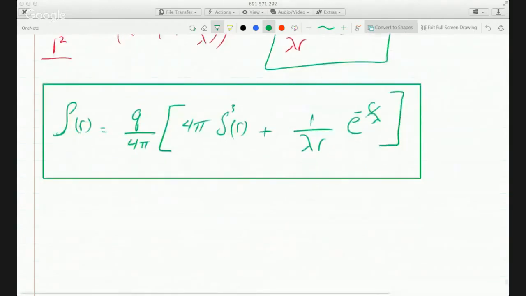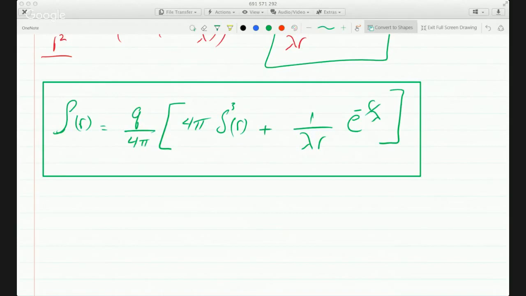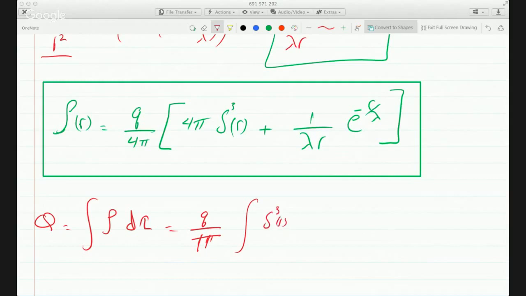Of course, I could also figure out the entire charge. Q is just the integral of rho d tau over the volume, which is Q over 4 pi times the integral of the Dirac delta function d tau times 4 pi, I could leave the 4 pi here, plus 1 over lambda squared, e to the minus r over lambda over r.